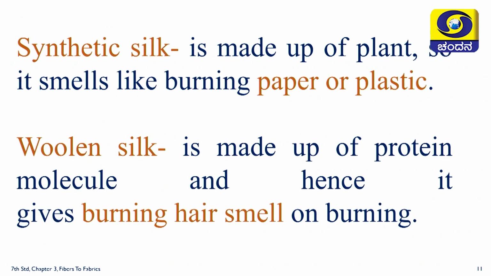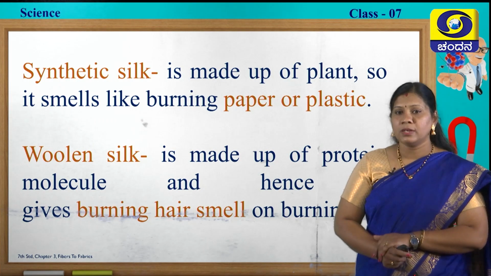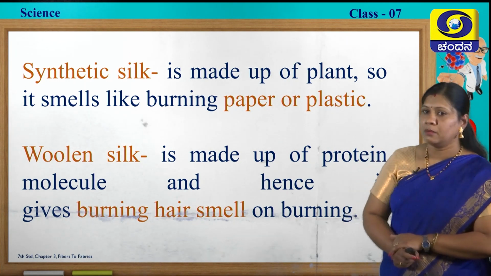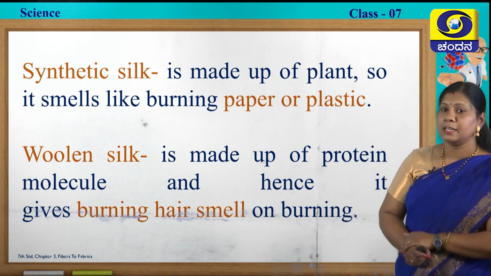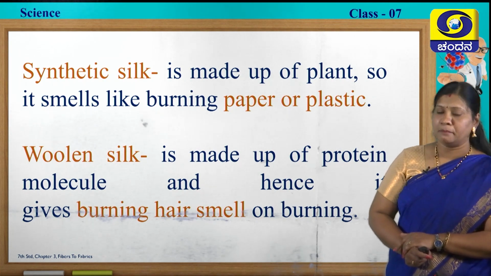What is this difference? Synthetic silk is made from plant material, so it smells like burning paper or plastic. Woolen fiber is made up of protein molecules and hence it gives a burning hair smell on burning.